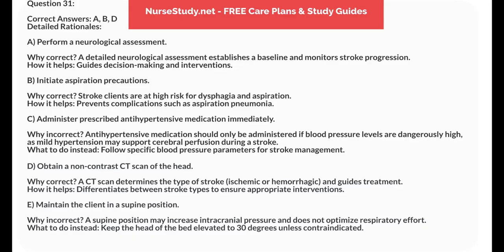D. Obtain a non-contrast CT scan of the head. Why correct? A CT scan determines the type of stroke, ischemic or hemorrhagic, and guides treatment. How it helps, differentiates between stroke types to ensure appropriate interventions. E. Maintain the client in a supine position. Why incorrect? A supine position may increase intracranial pressure and does not optimize respiratory effort. What to do instead? Keep the head of the bed elevated to 30 degrees unless contraindicated.